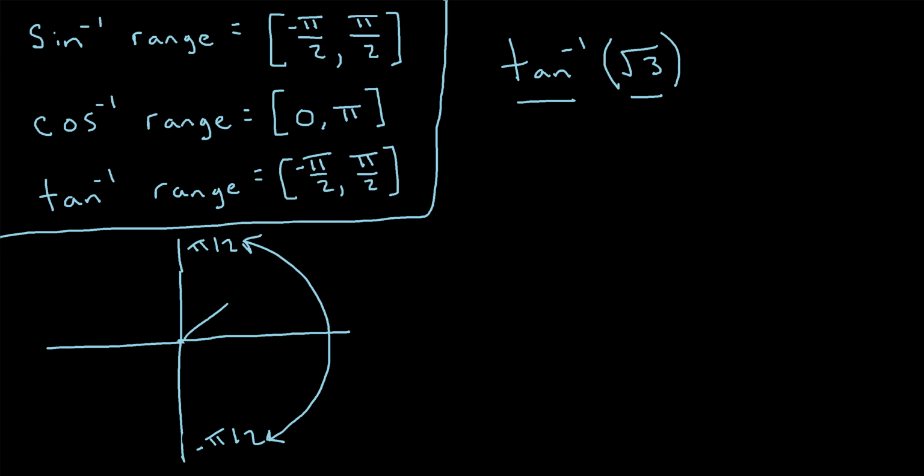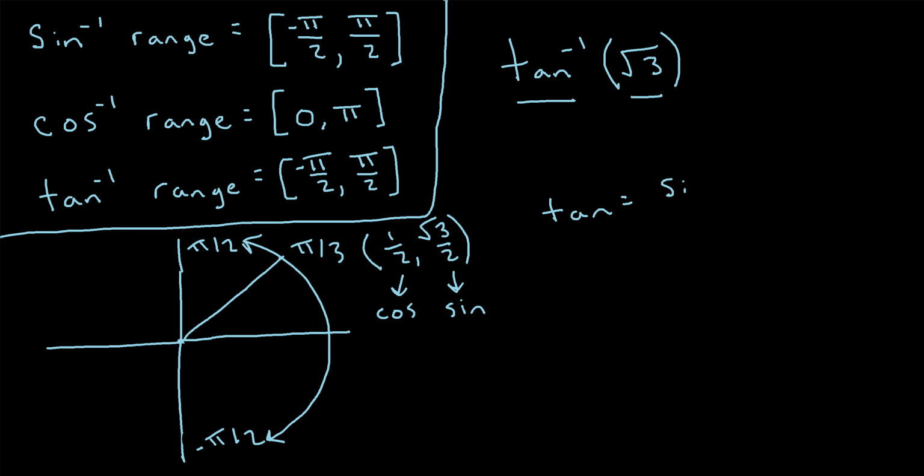Well, if we think about pi over 3, what are the xy coordinates for that point? That would be 1/2 and square root of 3 over 2, where 1/2 corresponds to the cosine and root 3 over 2 corresponds to sine. So we said that tangent is sine over cosine. So let's see if we can plug in these values and see what we get. So sine is square root of 3 over 2 divided by the cosine, which is 1/2.